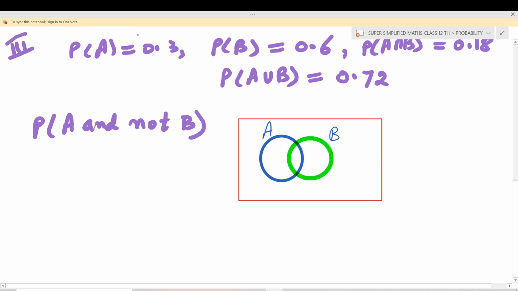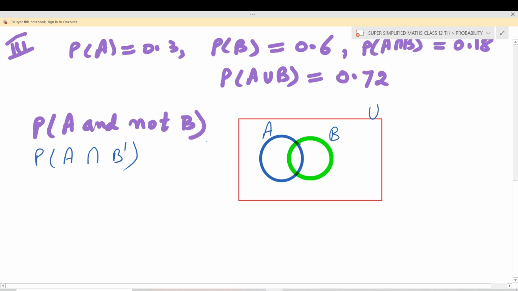Now we have the next part in which we have to find probability of A and not B. To understand this, let us consider this figure in which U is the universal set which is represented by this rectangle, and A and B are any two sets represented by these circles. Now I want to understand what is A and not B. So A and not B is basically A intersection B complement.